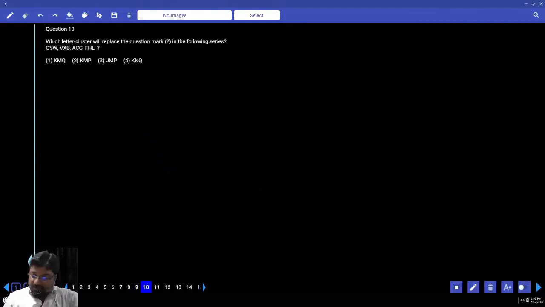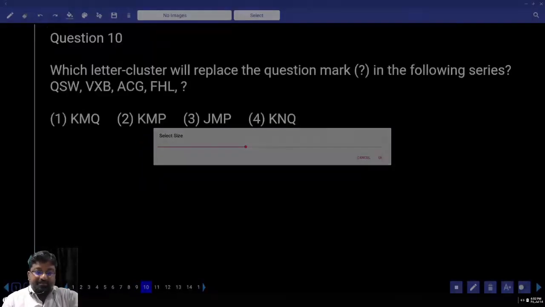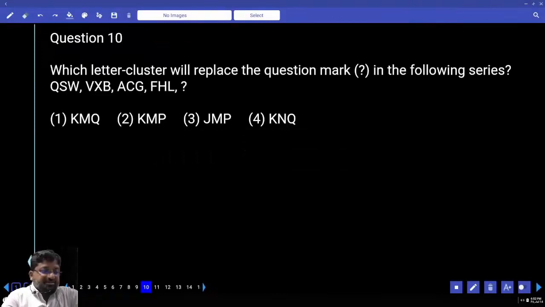Question number 10. What comes in the place of question mark? What is this? Q, V. Q is how much? 17. V is how much? 22. Can I say it is plus 5 with the first letter? Next to 22, I can say 27.